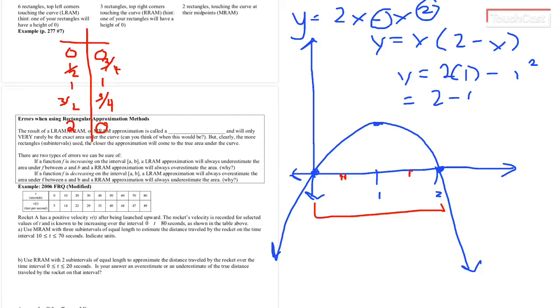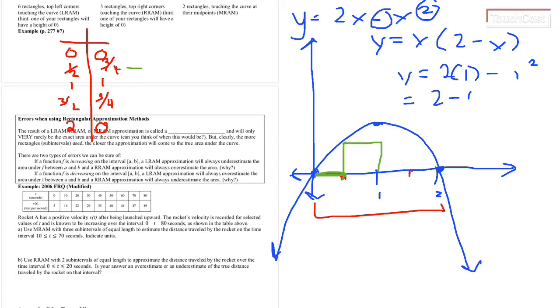So I've been asked to show the rectangles for LRAM. That means I'm going to have my rectangles touch at their left-hand corner. So I'll use green here. My rectangle that covers from 0 to 1/2 is going to have a height of whatever f of 0 is. Well, f of 0 is 0, so that's my first rectangle. It happens to have a height of 0. My second rectangle is going to cover x from 1/2 to 1, and it's going to have a height of 3/4, which is going to be this.